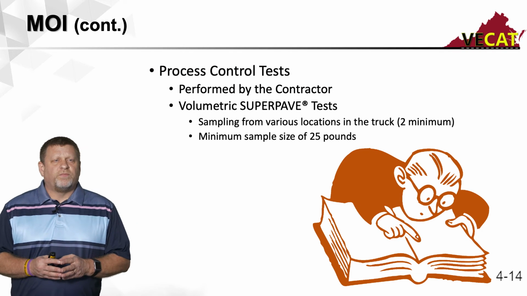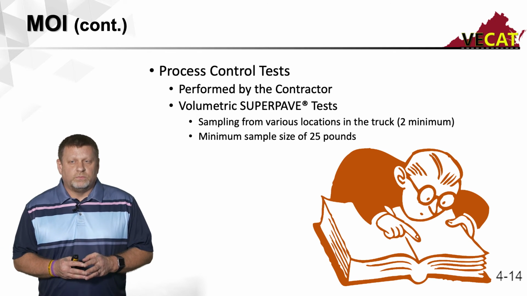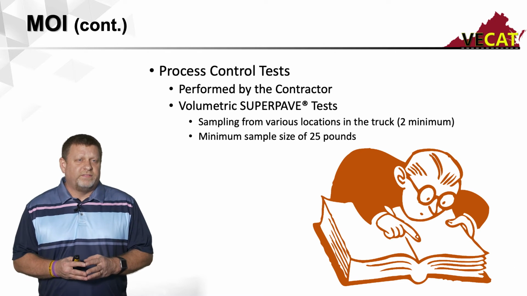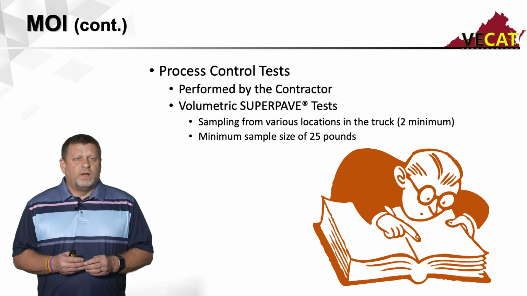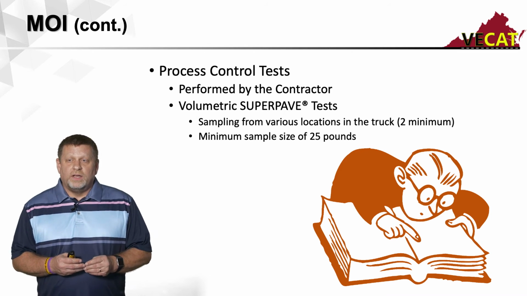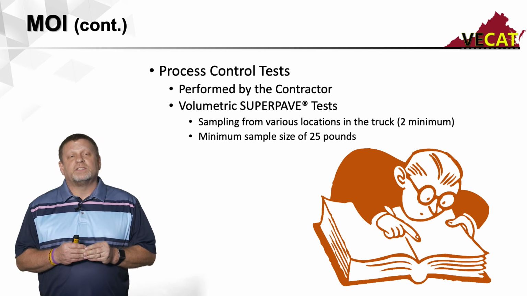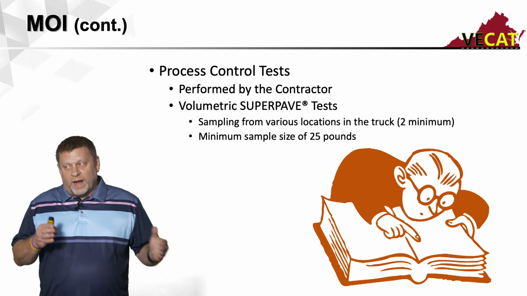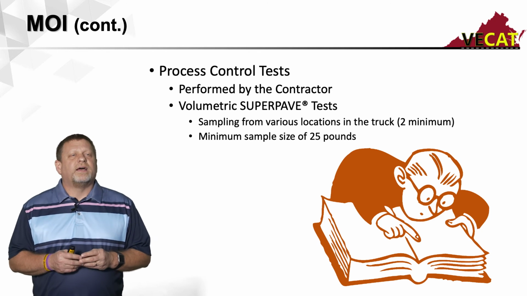Process control is performed by the contractor. This is basically your volumetric test, which is now also called the superpave test. As we stated earlier, sampling is done from various locations in the truck. It's always on that top platform, even though it says various locations. I do mean randomly on that top platform, not on the side of your load or anything like that.